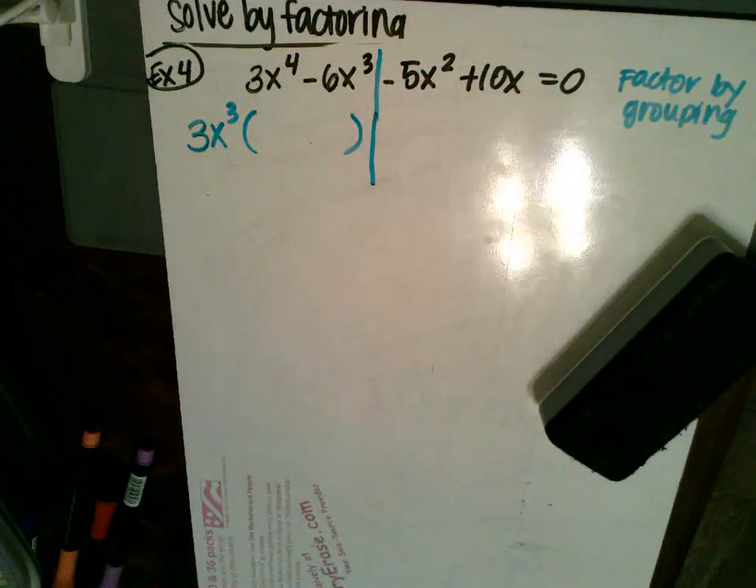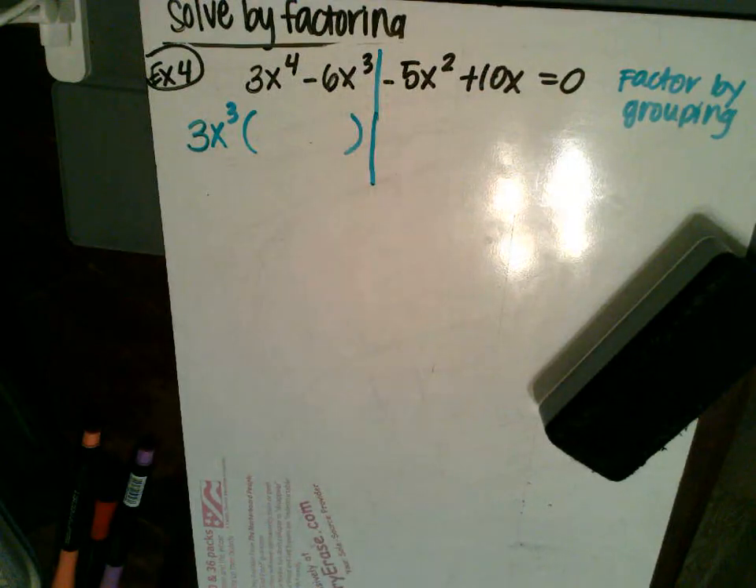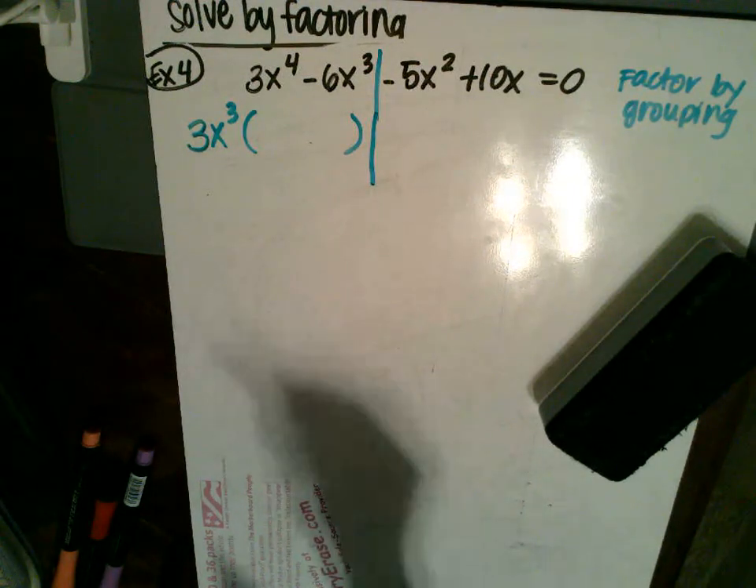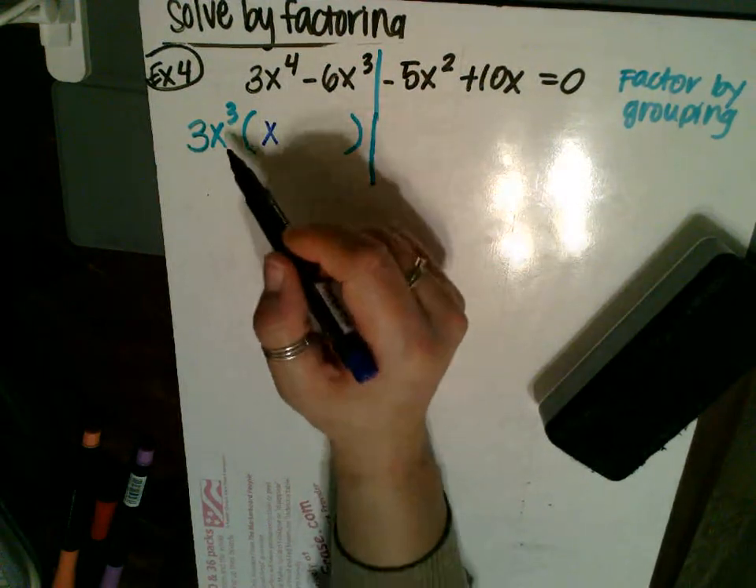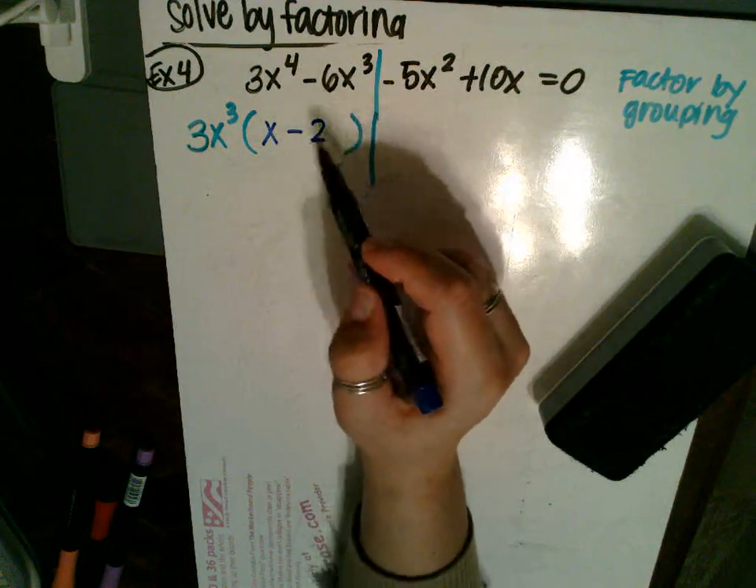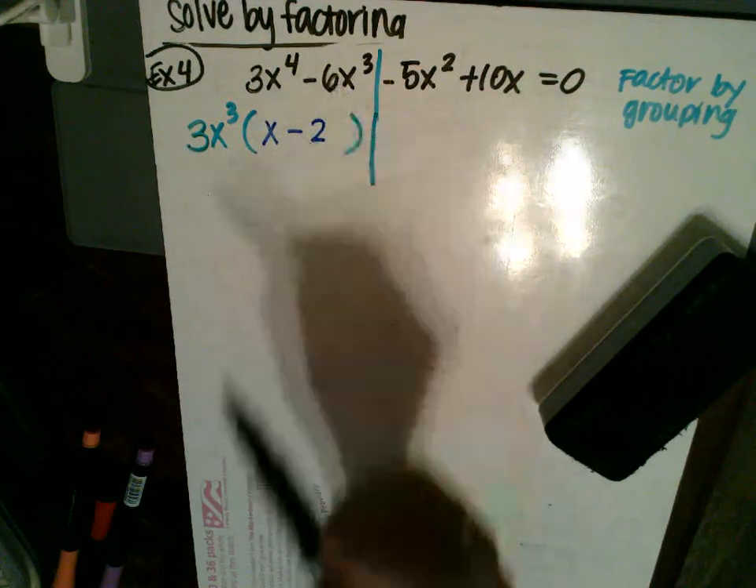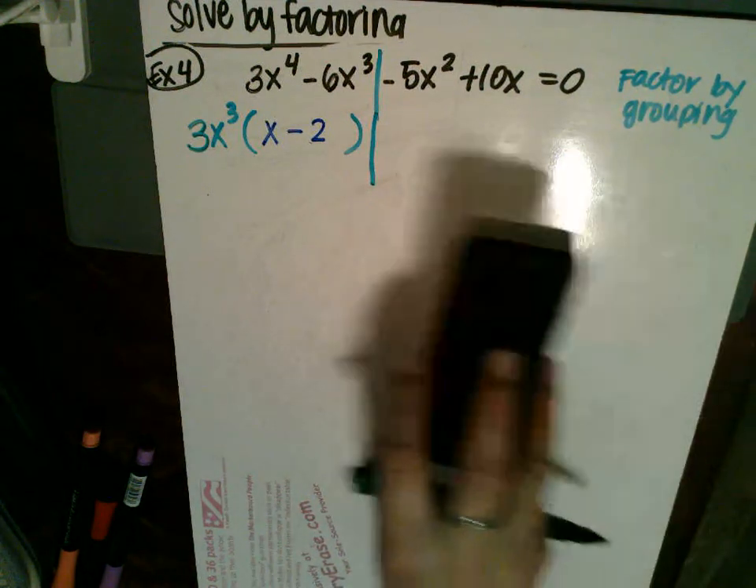Doing so leaves behind the following. 3x to the 3rd times x is 3x to the 4th, and 3x to the 3rd times -2 gives me -6x to the 3rd. Now I repeat the process.